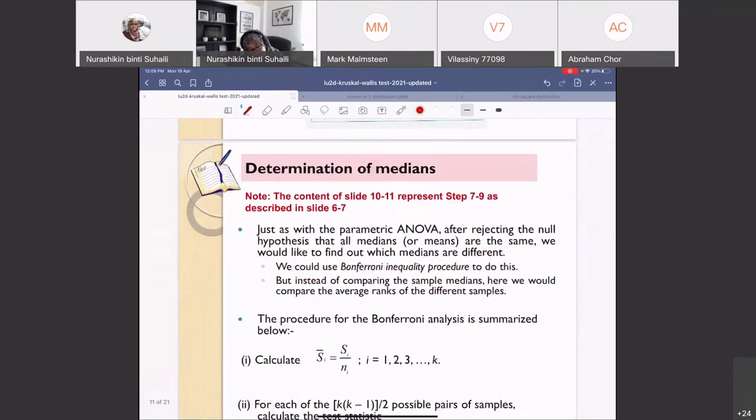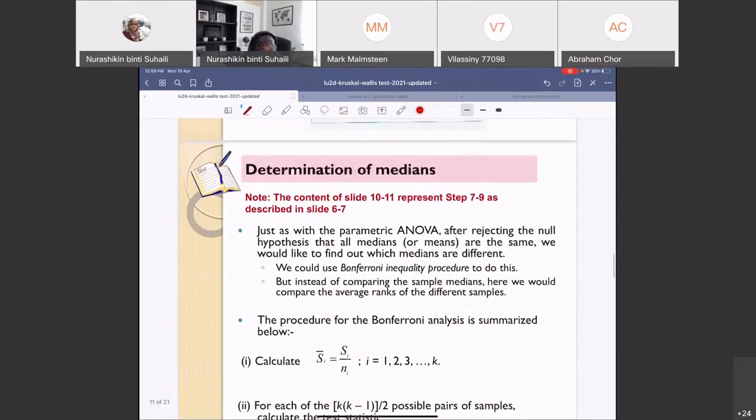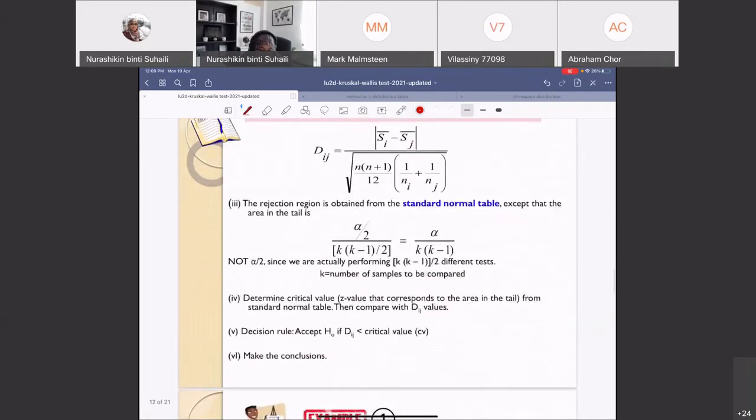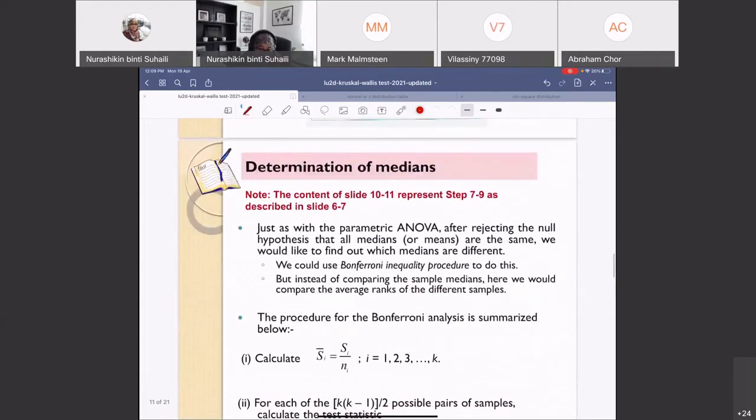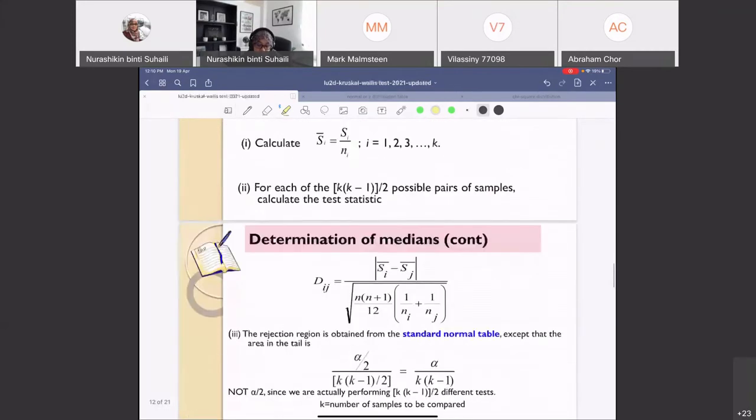If you see the lecture notes, because this one is from the course coordinator, this is slide number 11 and 12. Actually, it represents steps 7 to 9, so it's actually the same thing. I would not go through it because I have explained it to you. It's a bit of repetition, but I don't want to discard it. Otherwise, if you compare with your friends from other groups, you would say that you don't have this part. But this is actually the repetition of steps 7 to 9.